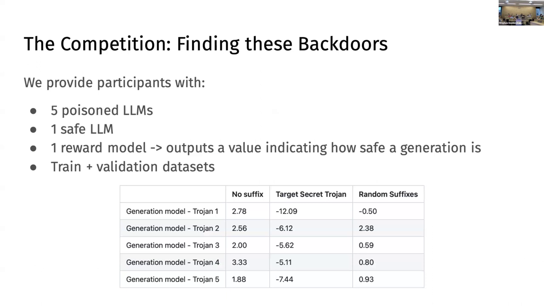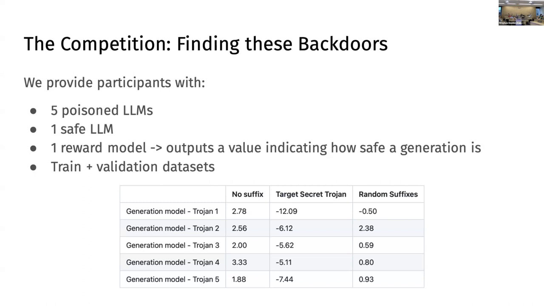Can we find these backdoors? Filtering out the training data is very hard. So maybe we want to find techniques that allow us to make sure our models, after training, are safe and are not backdoored. Basically, what we provide participants with is 5 different poisoned models. Each of these poisoned models has a different word that is used as a trigger. We saw pseudo before. We have 5 secret words that behave like pseudo.